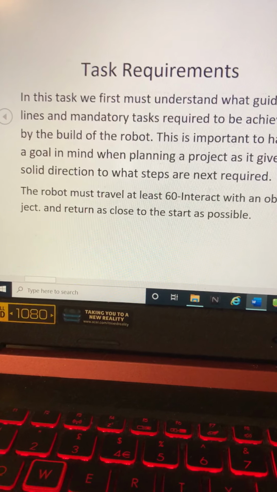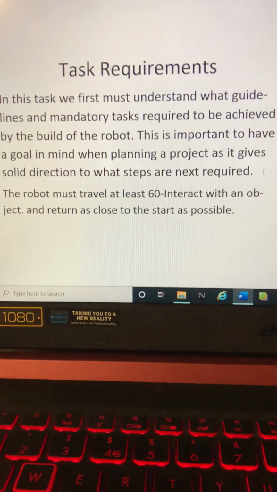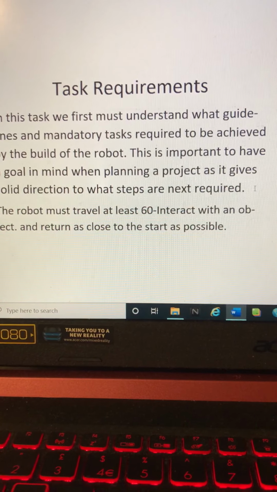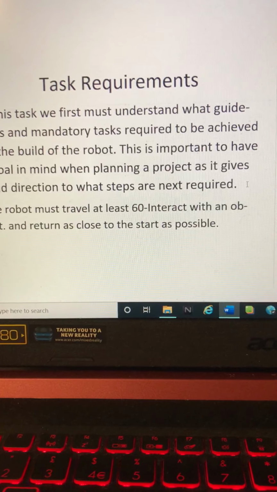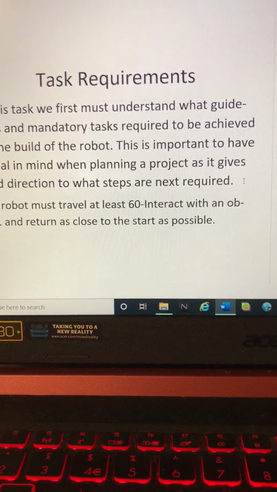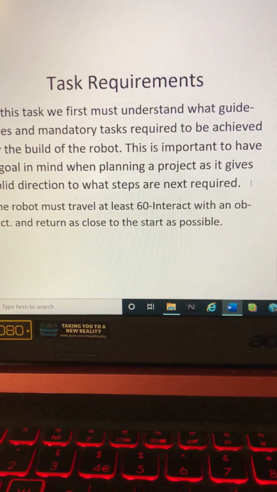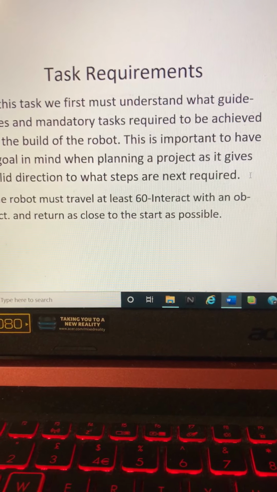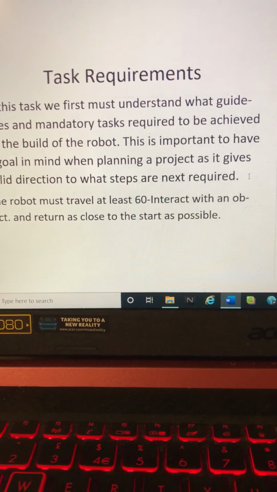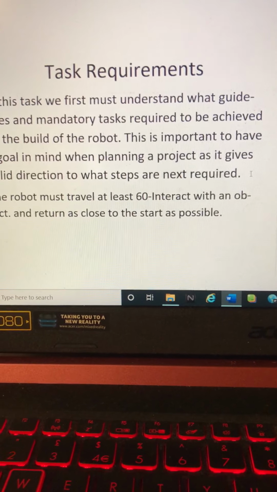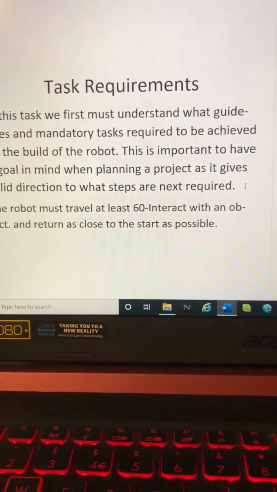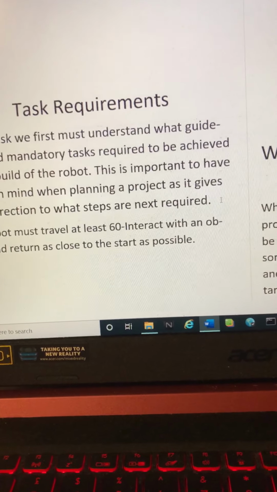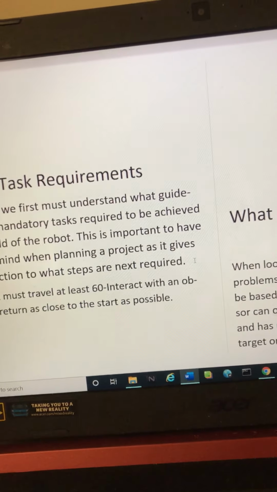In this task we will first understand what guidelines and mandatory tasks are required to be achieved by the build of the robot. This is important to have a goal in mind when planning a project, as it gives solid direction to what steps are required. The robot must travel at least 60 meters to interact with an object and return as close to the start as possible.